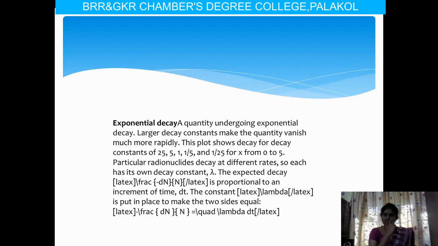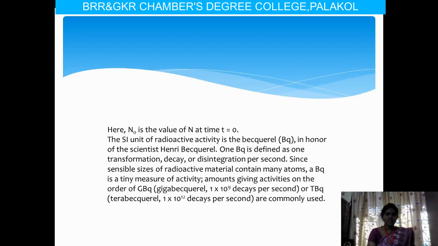A quantity undergoing exponential decay with a large decay constant vanishes much more rapidly. Here are exponential plots showing different constants like 25, 5, 1/5 and 1/24 for x from 0 to 5. These show fractional reductions, and in the next slide I will explain how the values can be indicated. Here N0 is the value of N at time T equal to 0.